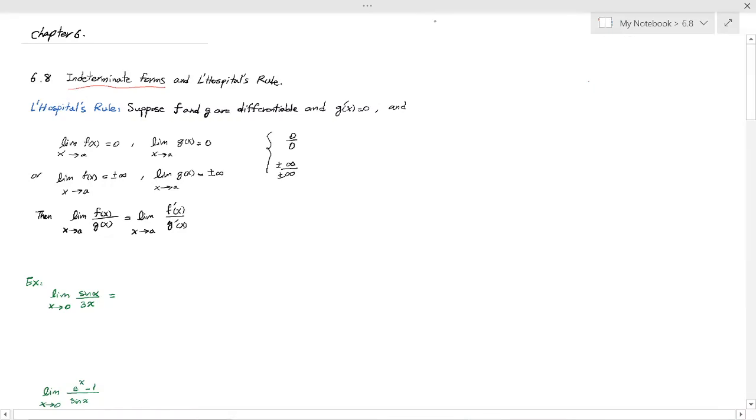Welcome back. Today we're going to talk about indeterminate form and L'Hopital rule. This is the last section in chapter 6. What is the L'Hopital rule?